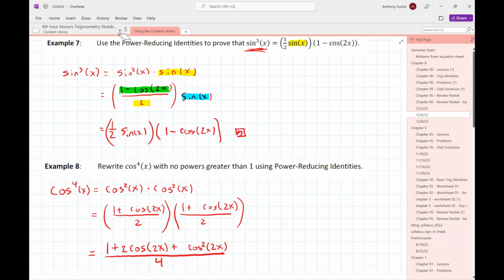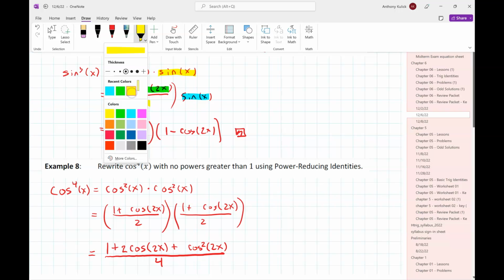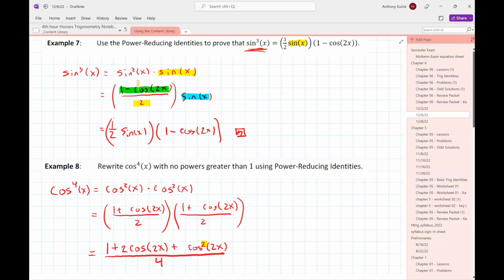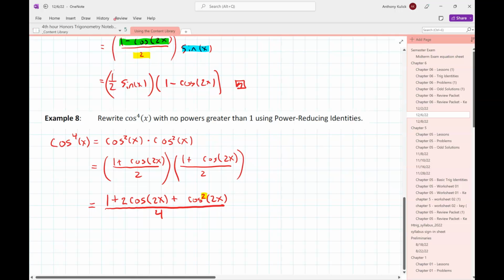Okay, am I done? No, right? What's the problem? I still have a power greater than 1. What am I going to do there? Another power reducing.